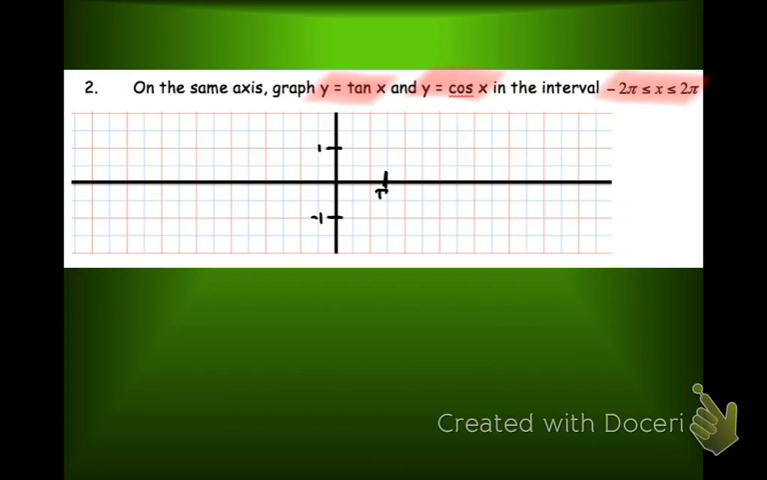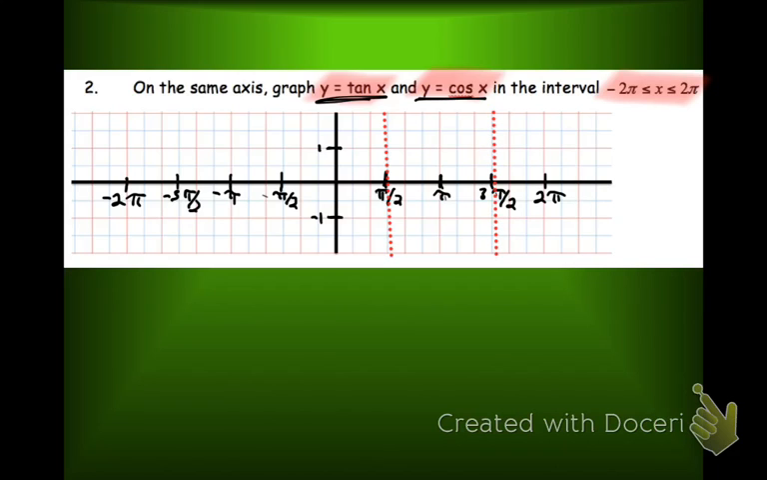So this would be pi over 2. This would be pi. We'd have 3 pi over 2. And then we would have 2 pi. And then going backwards would be the same thing: negative pi over 2, negative pi, negative 3 pi over 2, and negative 2 pi. So we've already done tangent and we've done cosine. So you need to go through and make what your graphs look like.